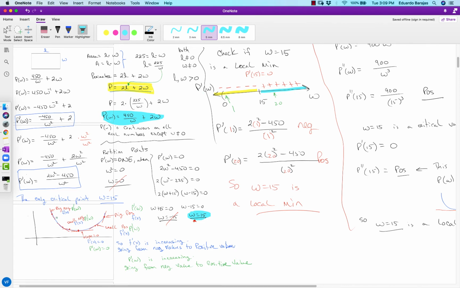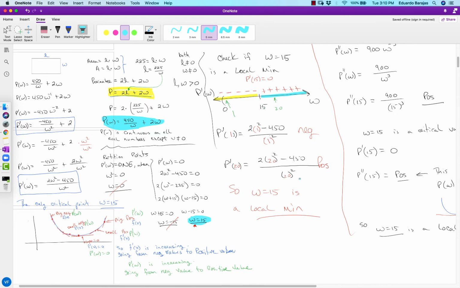We want to establish that the first derivative goes from negatives to 0 to positives, that it is increasing, right? The first derivatives are going from big negatives all the way through to big positives, so you're on your way up. So the first derivative is increasing, meaning it's concave up, which would establish that W equals 15 is a local minimum.